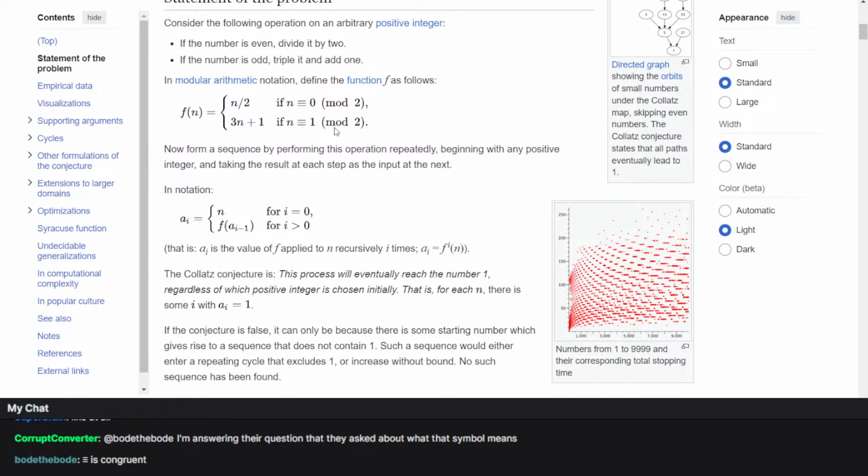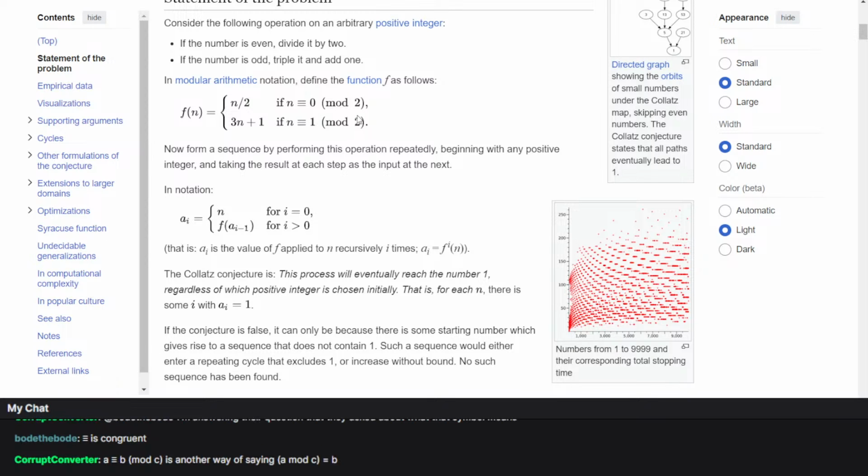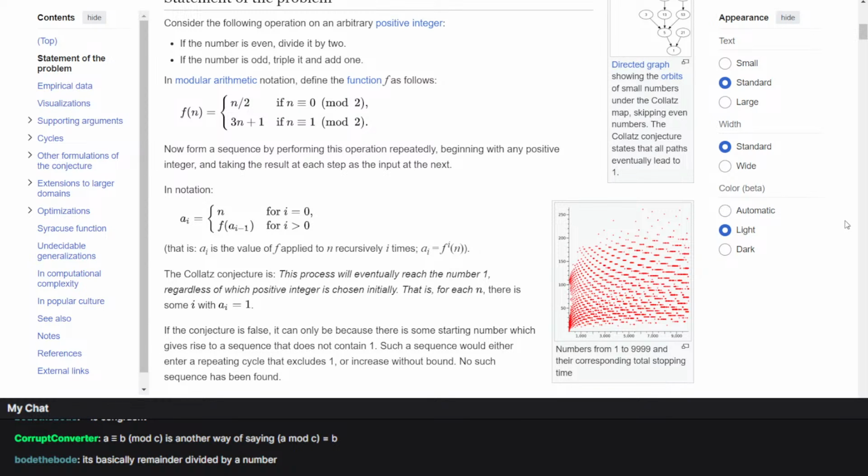Okay. And then the weird squiggle bracket is like a set, or I actually don't know. Why is there not a squiggle bracket on the other side so it's symmetrical? These things matter. Clear remainder. Corrupt Converter says a ≡ b mod c is another way of saying a mod c equals b. Oh yeah, because you're doing mod, so you just want the remainder. Yeah. Okay. And then you want to reach 1 or something.